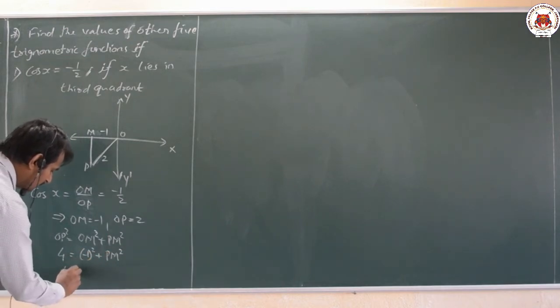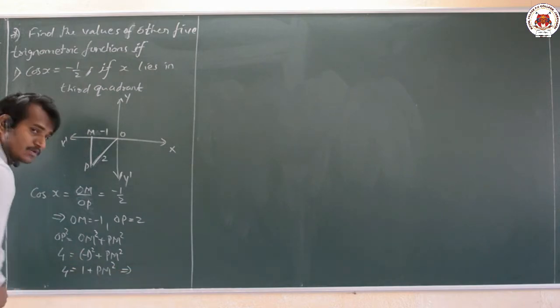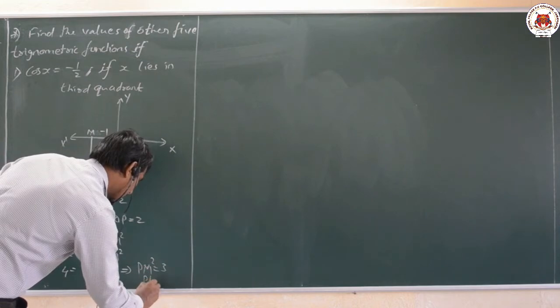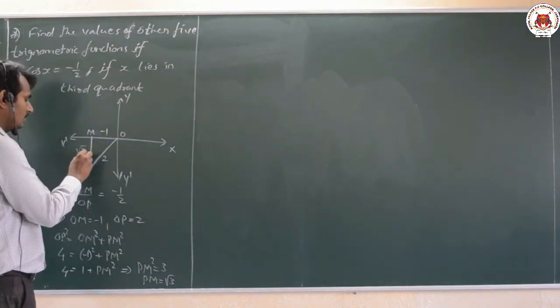Now here what we get? 4 equal to 1 plus PM square. That implies 4 minus 1 is 3. That implies PM square is equal to 3. PM value will be root 3. So now the value here is root 3.